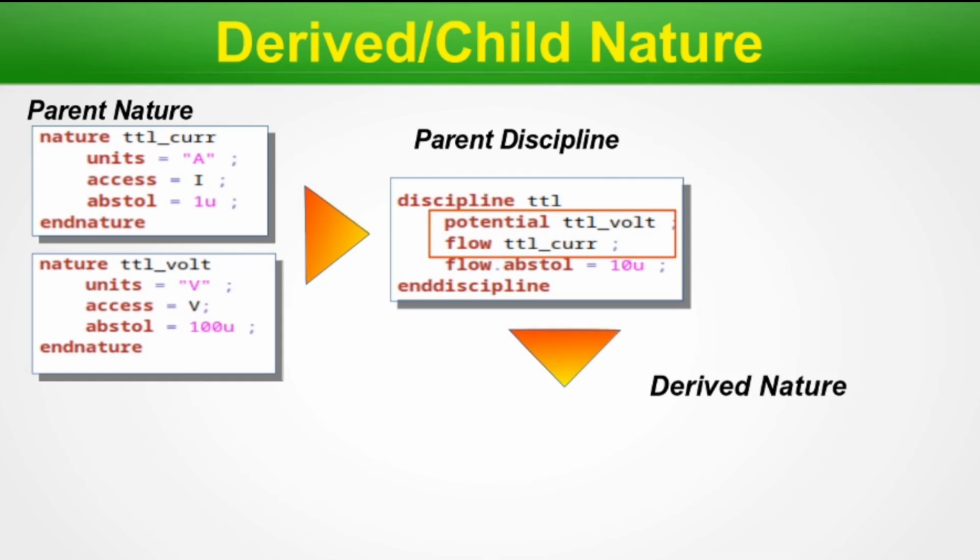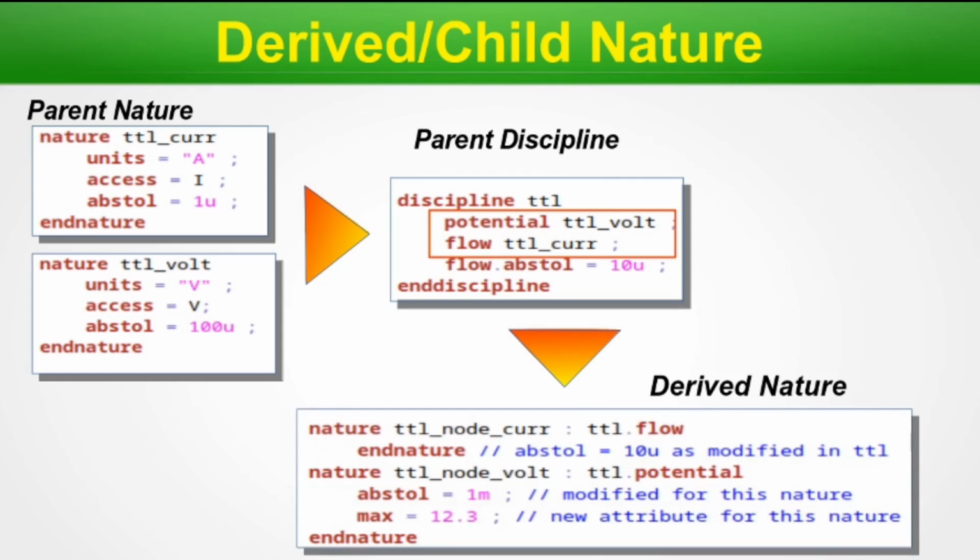Now let's see the derived nature. Here we have derived two natures. First one is TTL node current, that is TTL dot flow, as we mentioned in our previous slide. Here we have inherited everything as is. The next one is TTL node voltage, and here we have inherited as well as added or modified some of the attributes, like abstol is 1 milli and maximum value we have defined as 12.3. This is the new attribute for this nature. So guys, here we have seen the parent-child nature of the discipline and nature. Let's move on to the next slide.